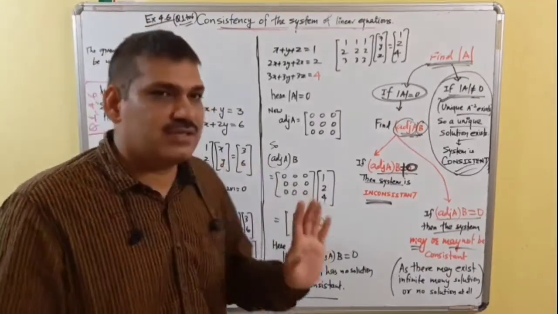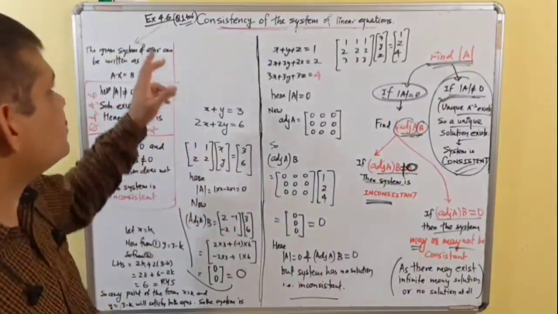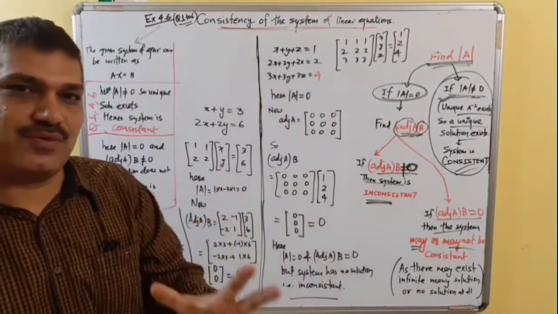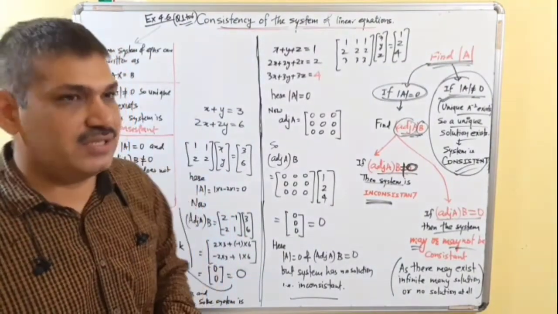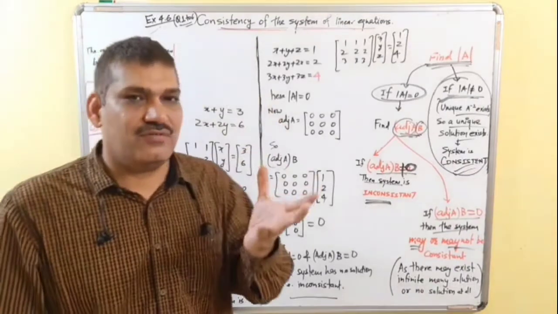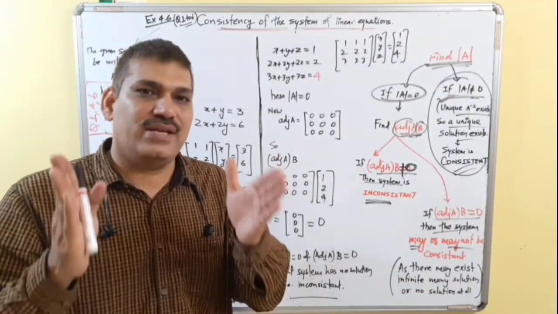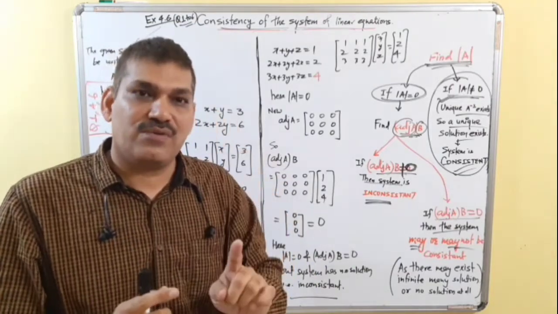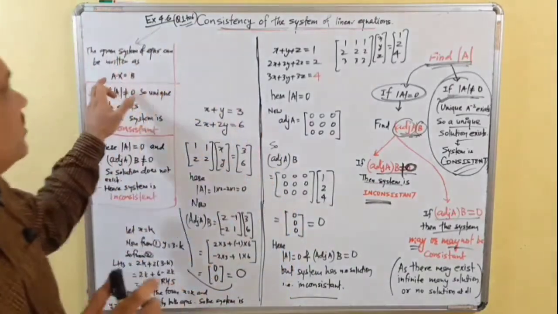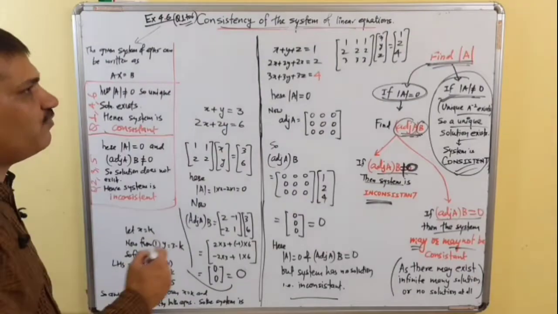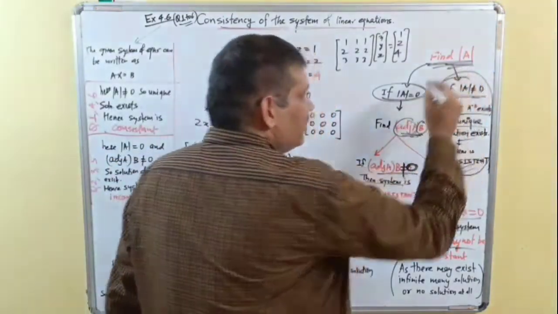Well, here we first discuss questions 1 to 6 of exercise 4.6. Those are very simple questions. Whenever we are to find the consistency of a system of linear equations, what do we do? Very simple. First of all, we write the given system in the form Ax = B, and then we find the value of determinant of A.